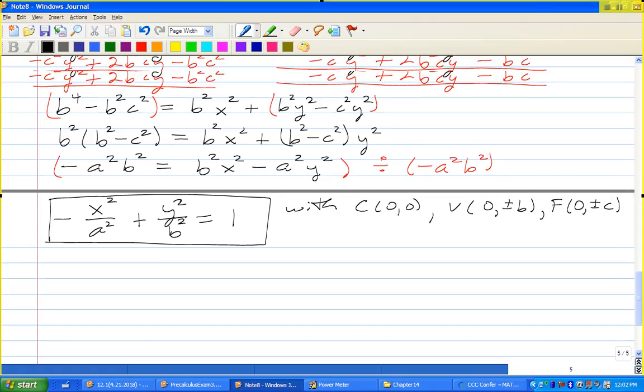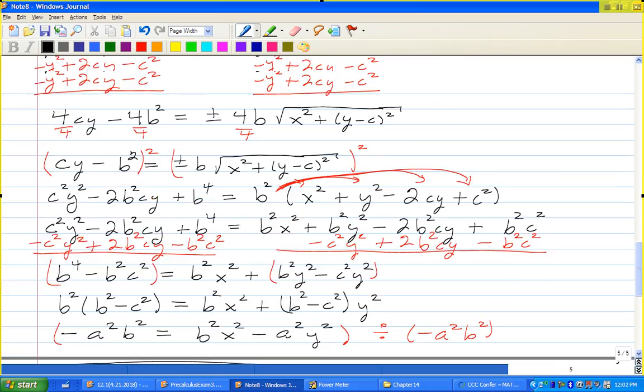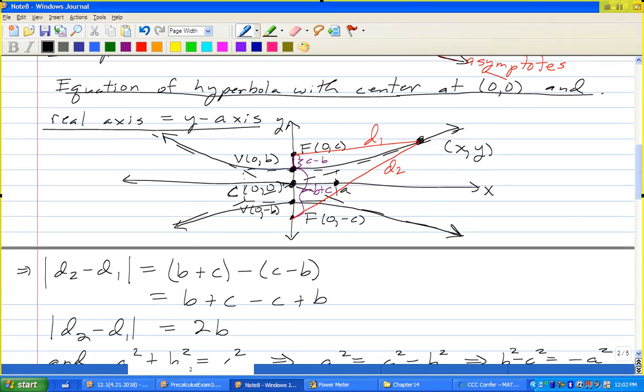With asymptotes y equals plus or minus b over a x. Since I look here at the slope, it's rise over run, b over a, and this one would be a negative b over a.